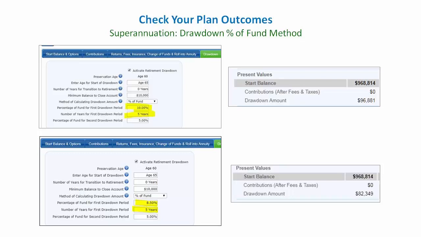This lets your advisor quickly change any part of the plan during your review meeting, and you can both see the effects immediately. And of course, they can quickly print out one of these short reports to show all the new outcomes.